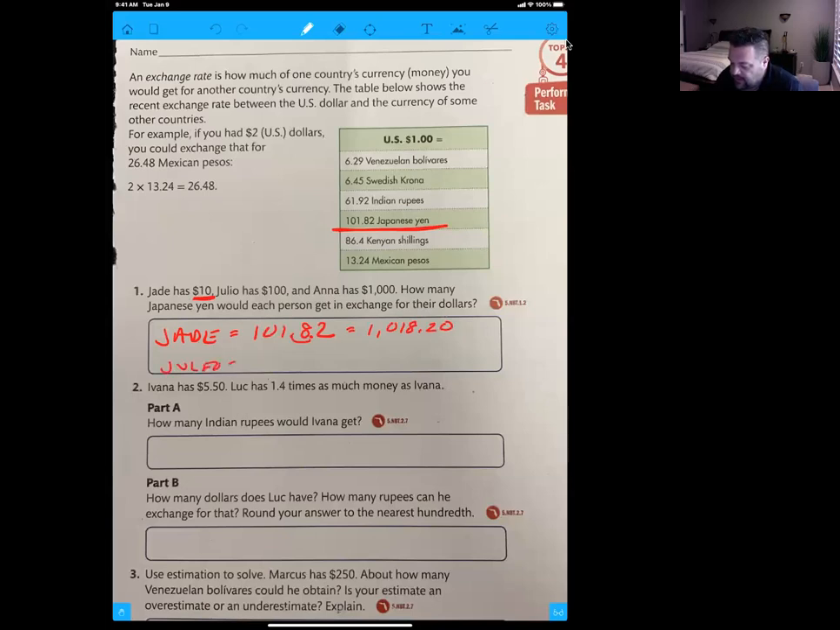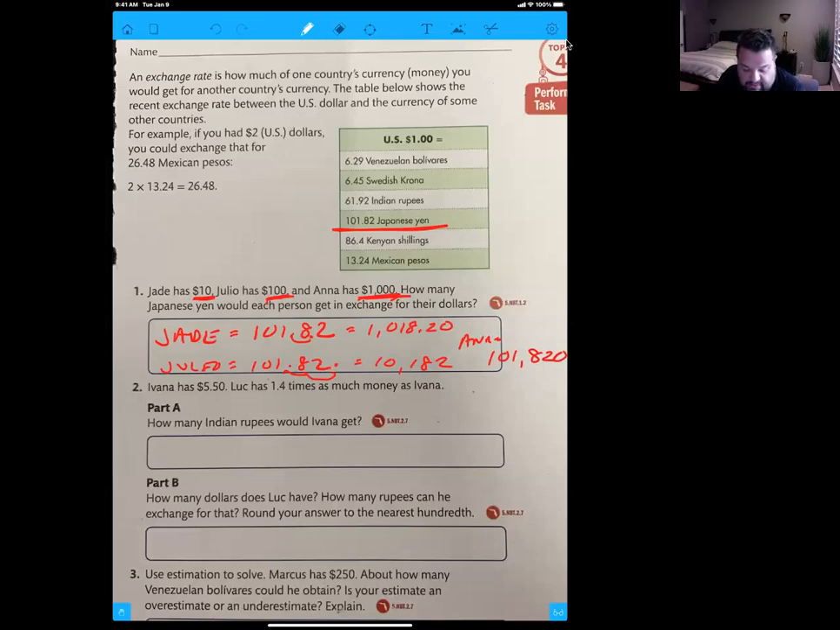Julio, you take the same number, 101.82, has $100. That's 2 decimal places, 1, 2. That equals 10,182. Right? Yes. And Anna is 1,000. Do you see where this is going? The pattern is going to be 101,820, right? Just the patterns of zeros. That's all it is.